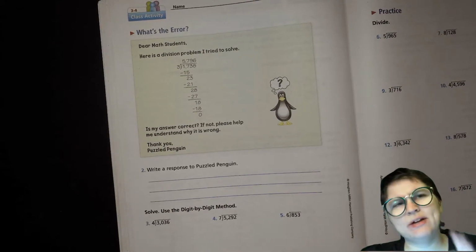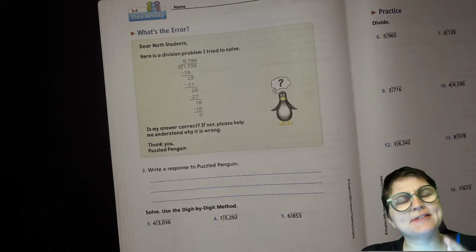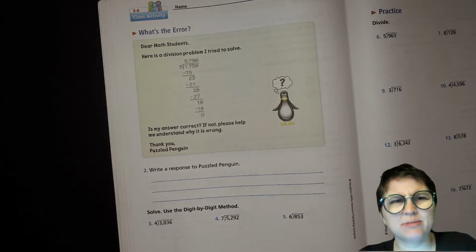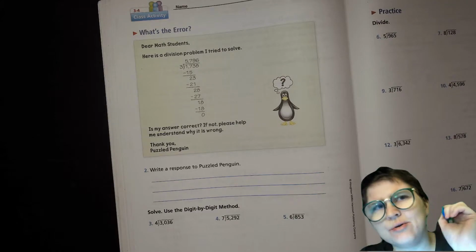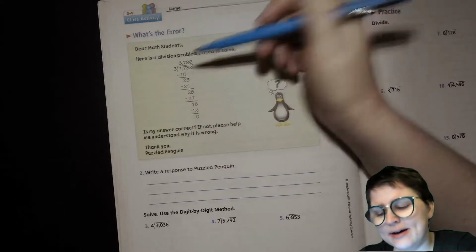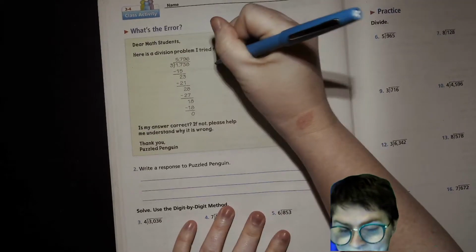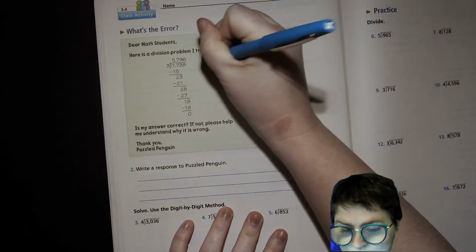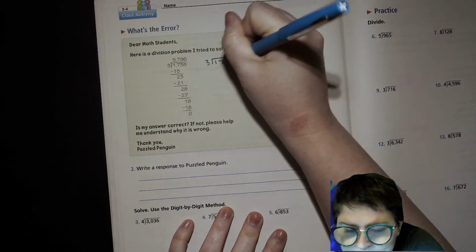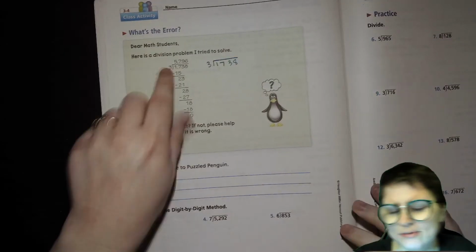If you have 1,000, can you put one whole 1,000 in each of 3 boxes? No, there'd be 2 empty boxes. So I think that's the mistake right there, right? He should have done here. Let's write it out here for ourselves. So 1,738.